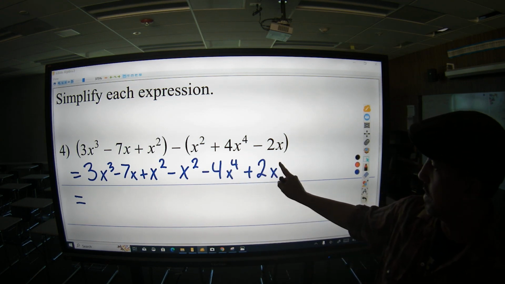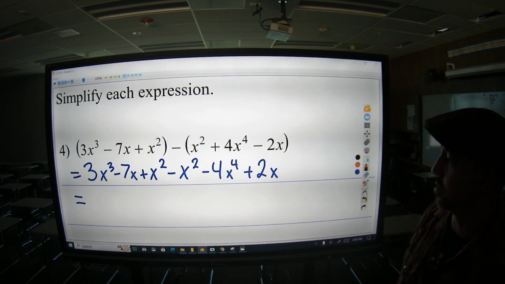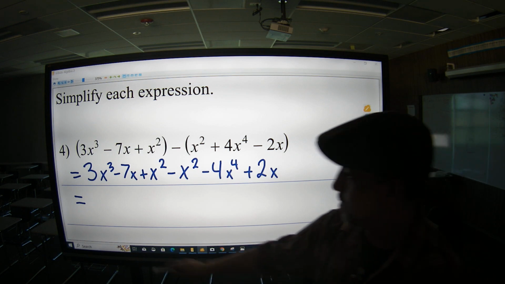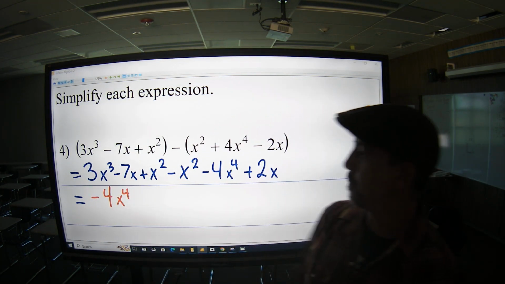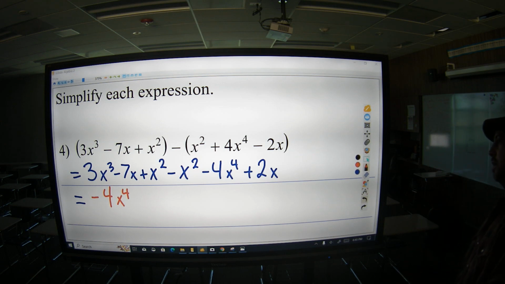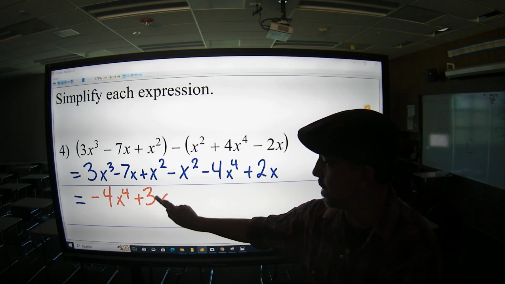If there was another x to the 4th, I would add the coefficient with that one, but in this case, there isn't. So the x to the 4th will stay by itself. So we'll have negative 4x to the 4th power. And now I'm going to have to look for the next biggest exponent. In this case, it's a 3. So now we'll have plus 3x to the 3rd power.